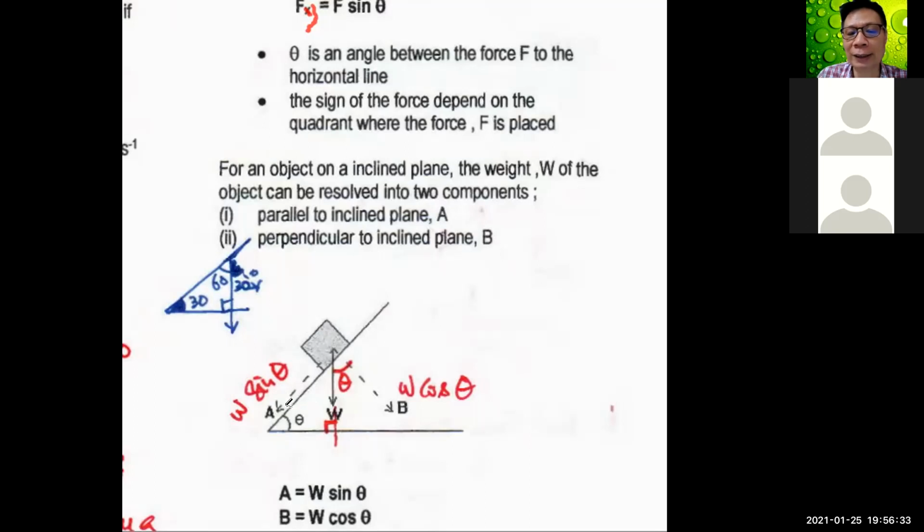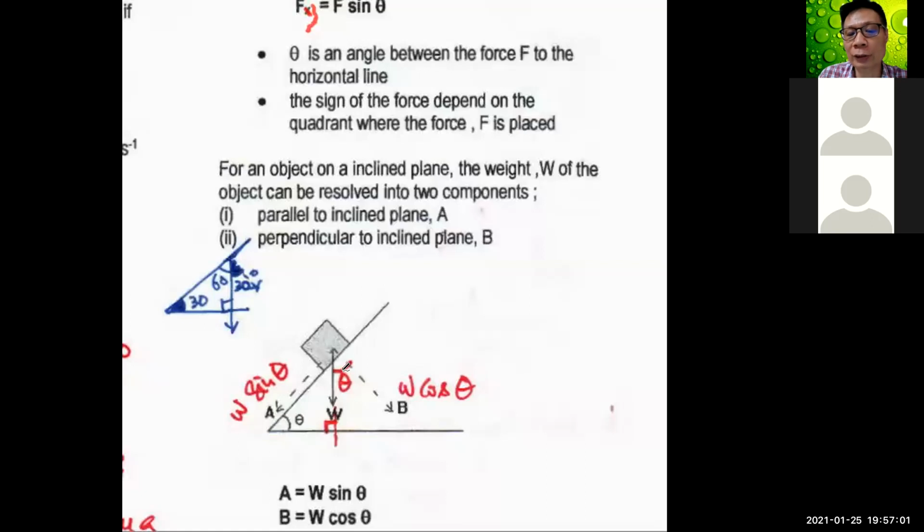If given this angle is theta, this angle automatically also becomes theta, same one, you know why? You see this diagram. When this is 90, this one 30, so here is 60, right? Then this line, you draw a line 90 degree, then automatically this is 30. So it's proven this angle and this angle actually are the same. That's why I can say this theta, here also theta.